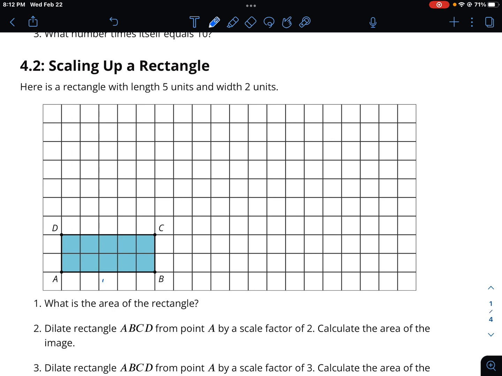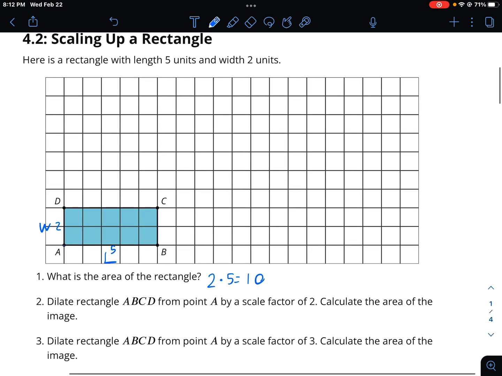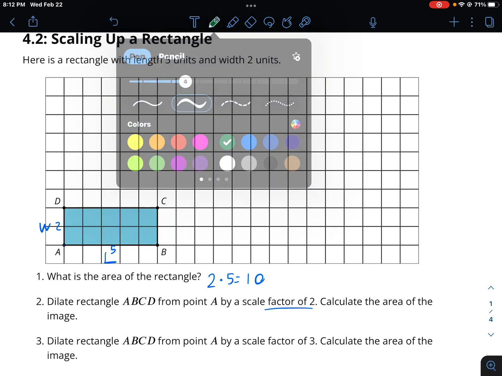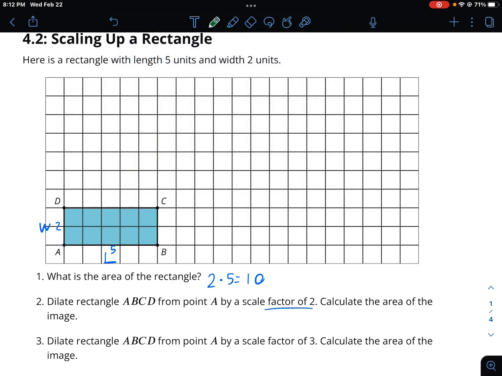You're going to take the length and you're going to take the width. The distance here right now is 2 and the distance here is 5. So to find the area, you multiply 2 times 5 to get 10. When you dilate it by a scale factor of 2, you're taking each of these side lengths and doubling them, in both directions, and then making your new shape, and the shape's going to be here in green. Is it perfect?